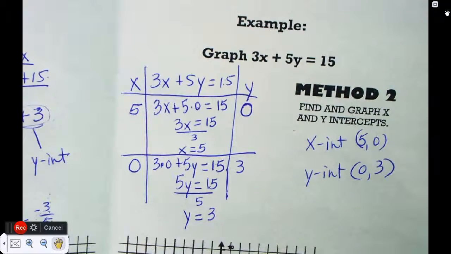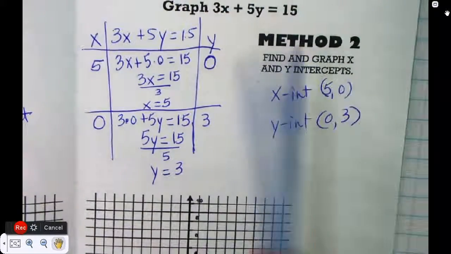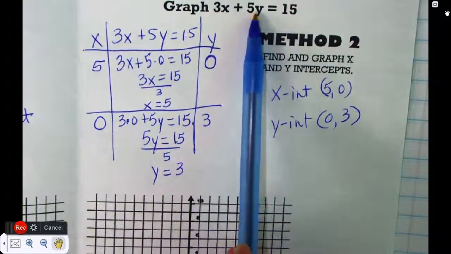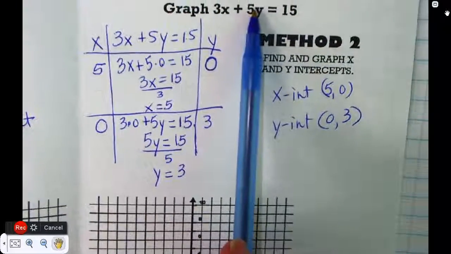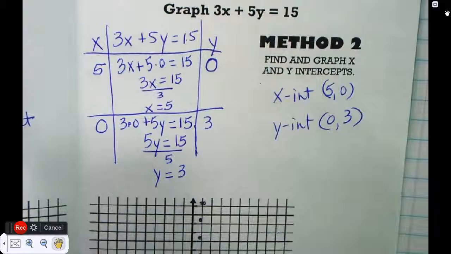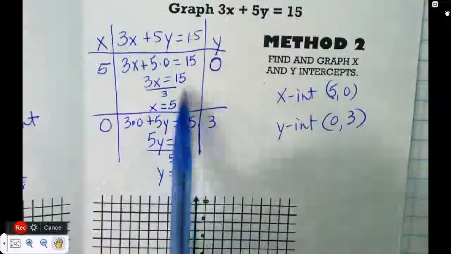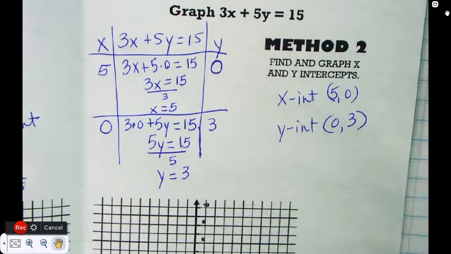And really, sometimes some people would rather do this, because when it's in this form right here, you have to change it into y equals to graph it on the calculator. So you would have to do this method over here and change it to y equals to be able to graph it on the calculator. But sometimes some people would rather just do this. So you need to know both ways.